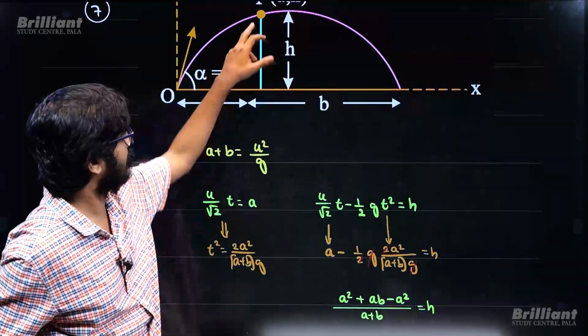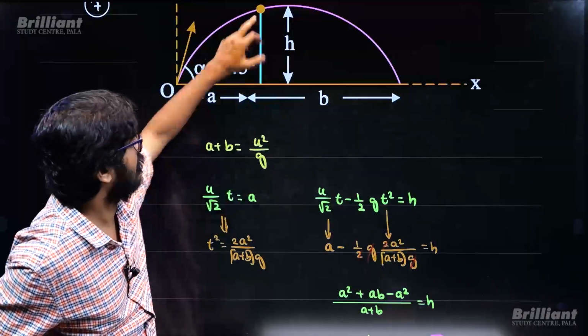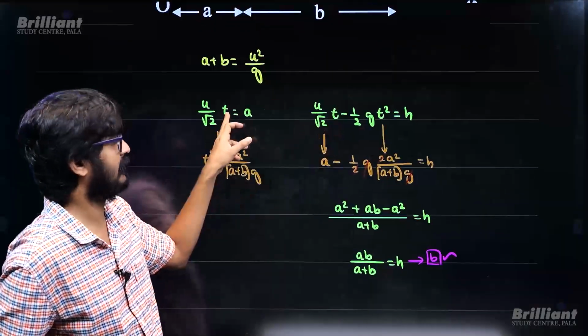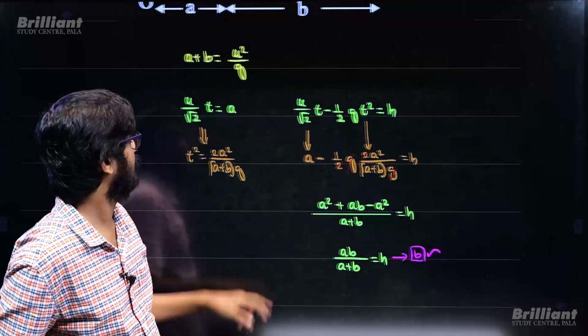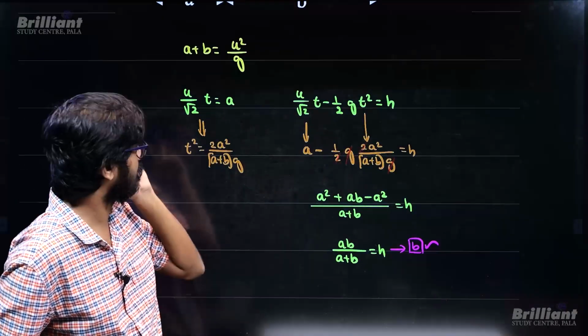That is for the range. Now for this point, along the x-axis I have written the displacement, and along the y-axis I have written the displacement. Now I need to eliminate t. So I will find t from here and substitute. Now again I will find t from here and again substitute it here.